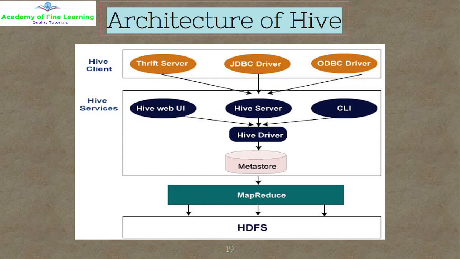Go through with this architecture. Go through with this diagram parts here. One is the client, servers, there is services, and then it's converted to MapReduce. What is that?